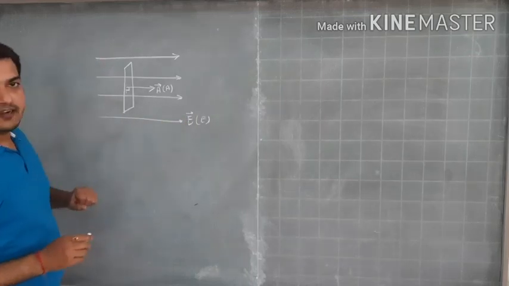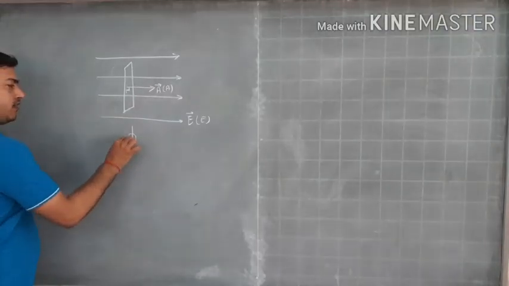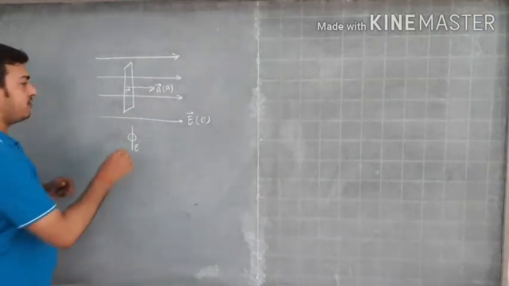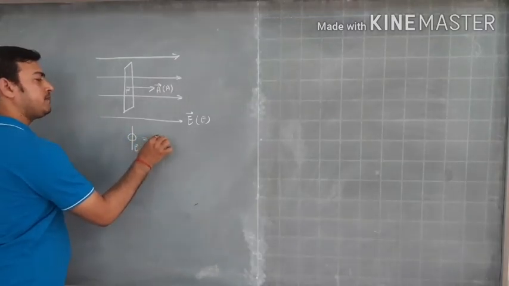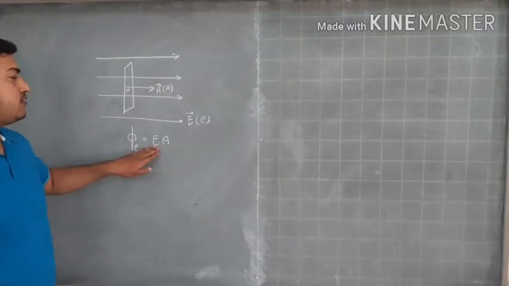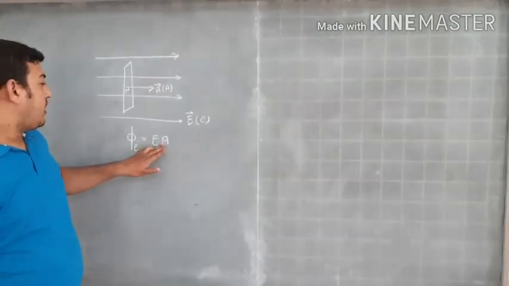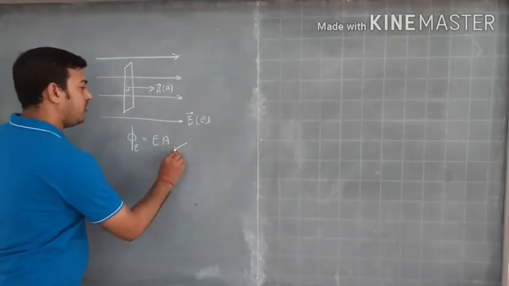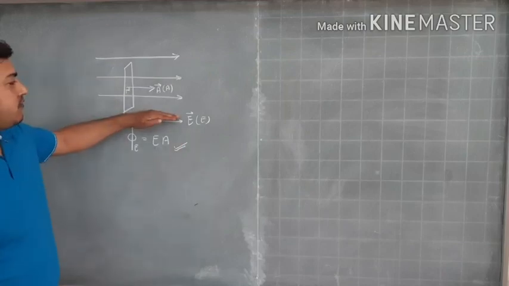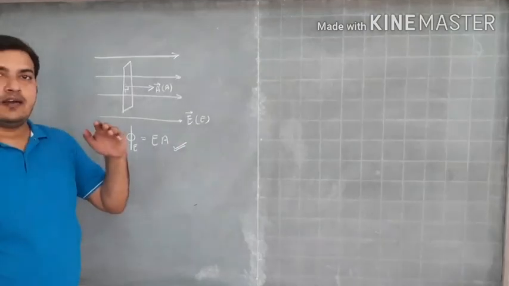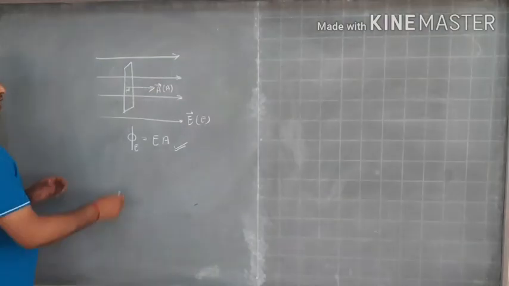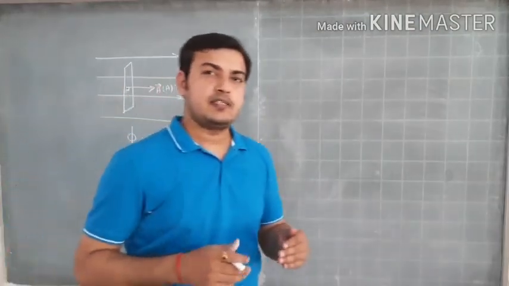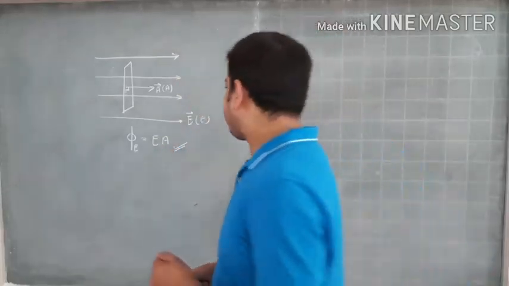For such situations, the electric flux is represented by phi, with subscript E for electric, and it is simply the product of the magnitude of the electric field and the magnitude of area. But this condition is only valid when your electric field vector and the area vector are parallel to each other, and as it is the product of two scalar quantities, electric flux is a scalar quantity.